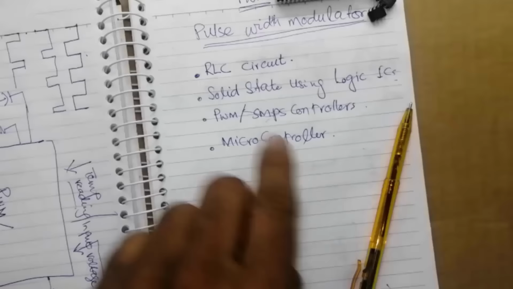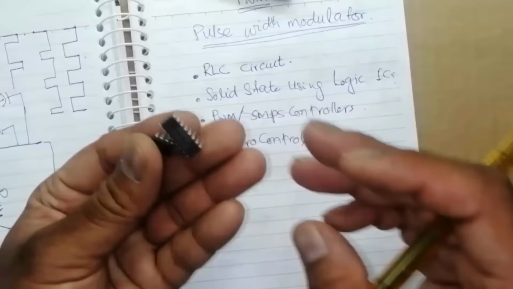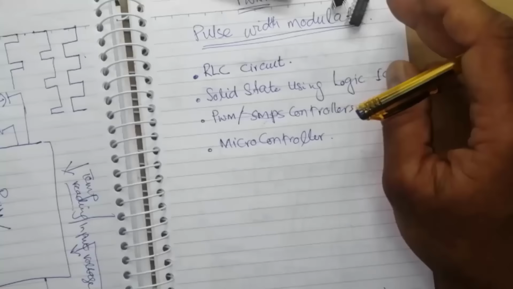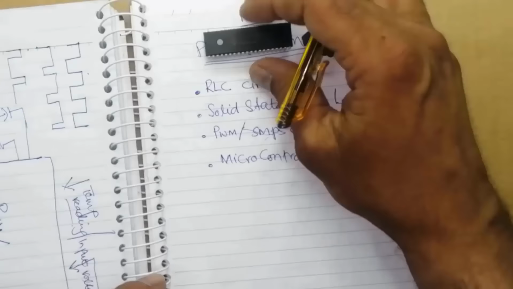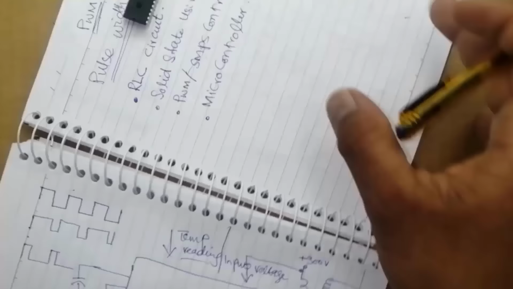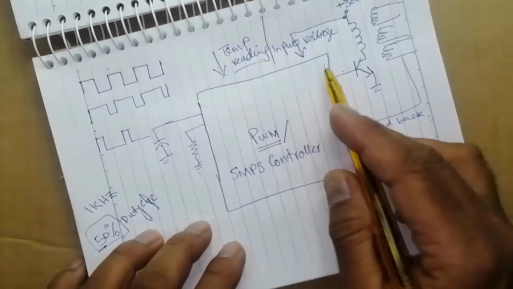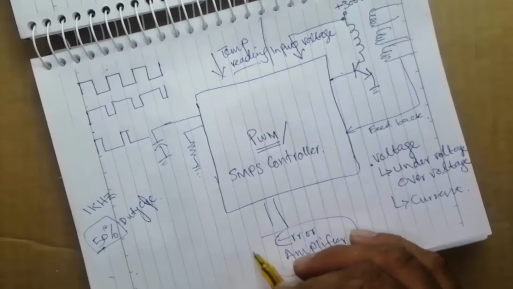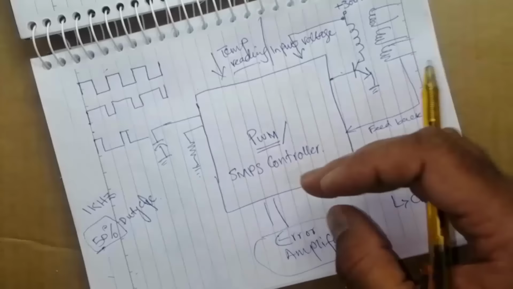These are standalone chips, microchip controllers, TL594, 594, like this. Many models are available there. So PWM, it is a standalone chip. In PWM controllers, there are error amplifiers. These pick errors in the system. There are comparators inside. There are dead time controllers. They make specific limits.